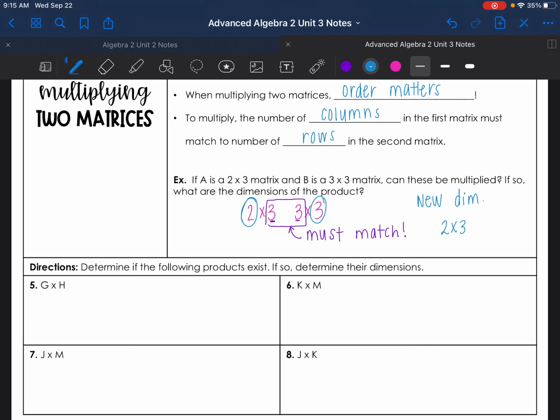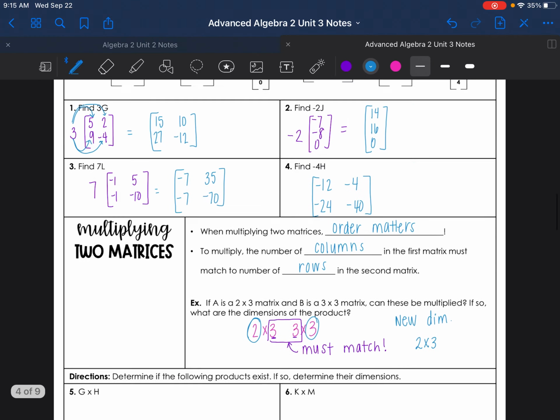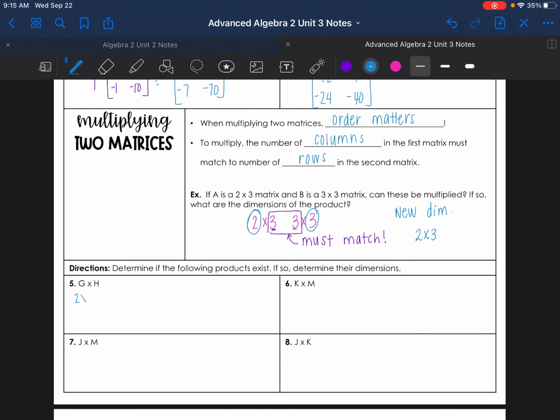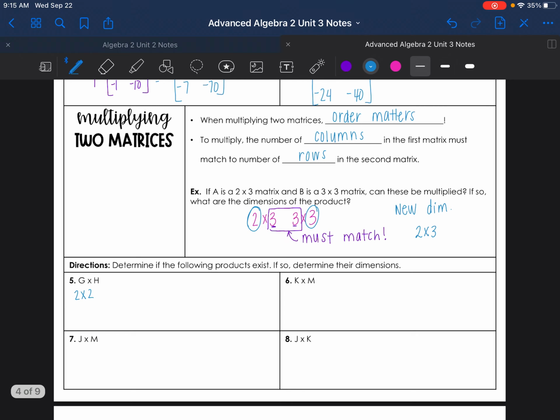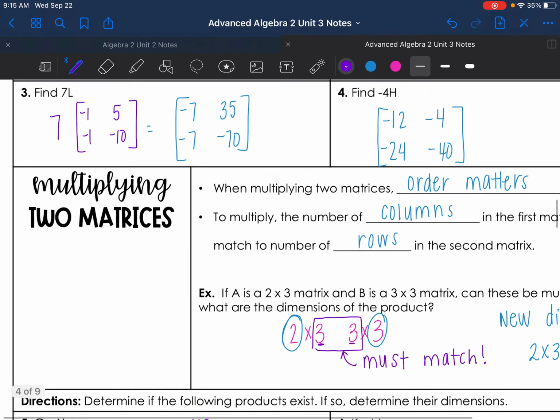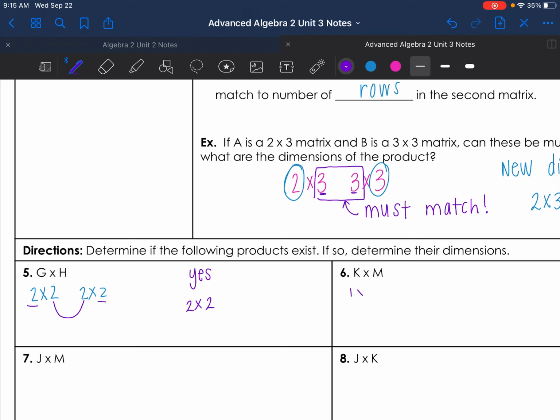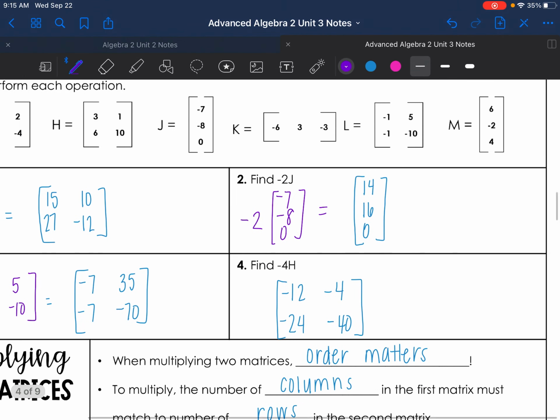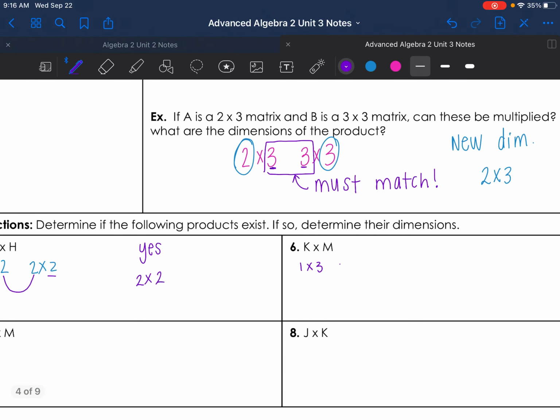Okay, so let's look and see if we can multiply these matrices. G is a 2 by 2, and H is also a 2 by 2. So yes, we can multiply them because those middle numbers match. These outside numbers tell us that the product, or the answer, is going to be a 2 by 2 matrix. Okay. K is a 1 by 3, and M is a 3 by 1. The middle numbers, yes, they match. The outside numbers tell us it's going to be a 1 by 1 matrix, so just one number in it.